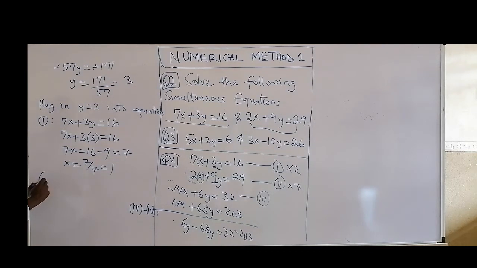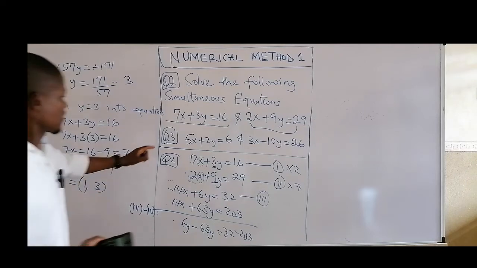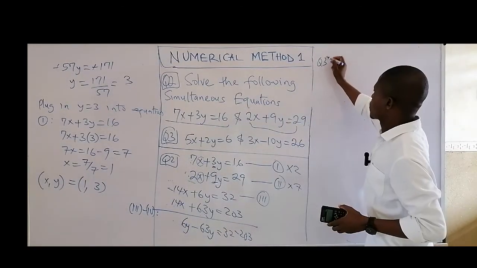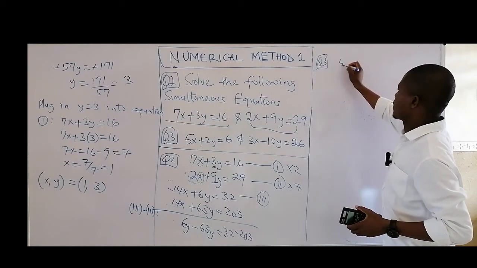So we can write the xy coordinates: 1 comma 3. So that's it for that question. Then we go to question 3. We have 5x.